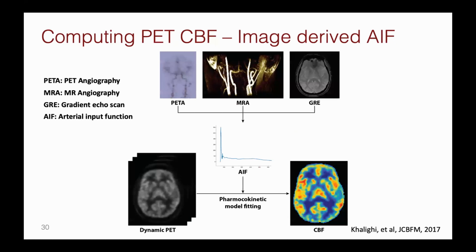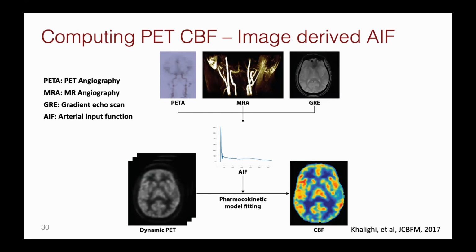Now, to use imaging modalities to compute CBF, we often need to obtain the arterial input function, which is also the same for PET imaging. Of course, one would argue that we can do arterial blood sampling to obtain the arterial input function, but there's always the concern about the safety and comfort of our patients.